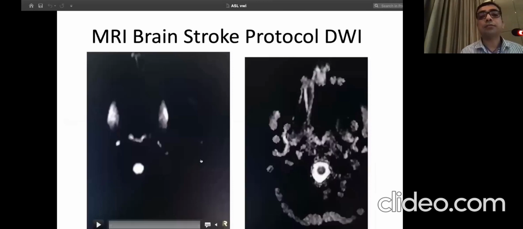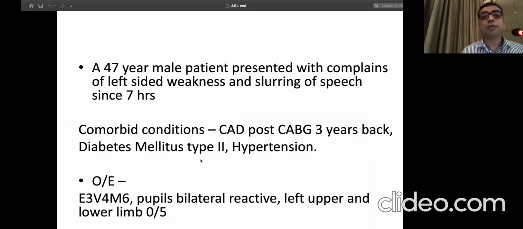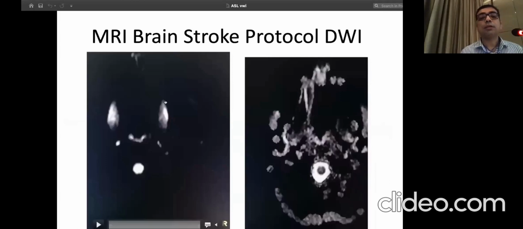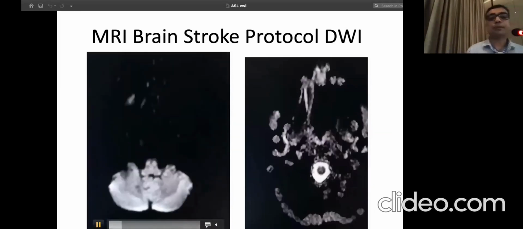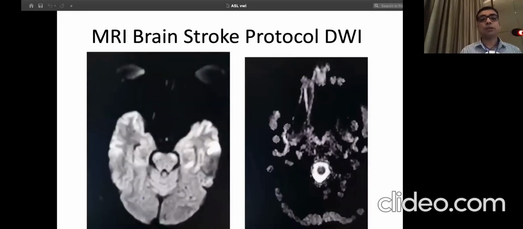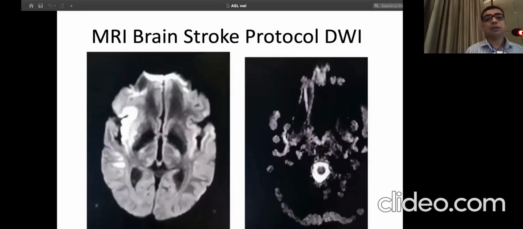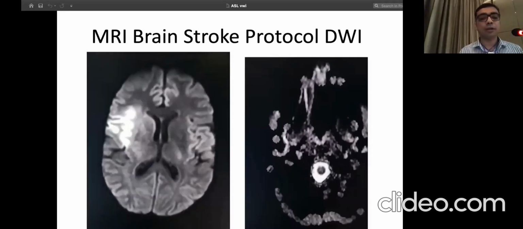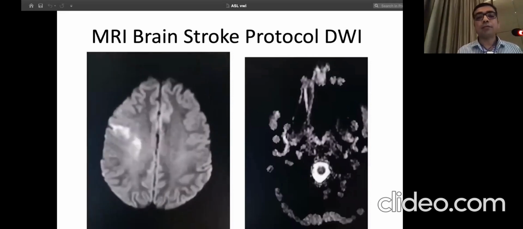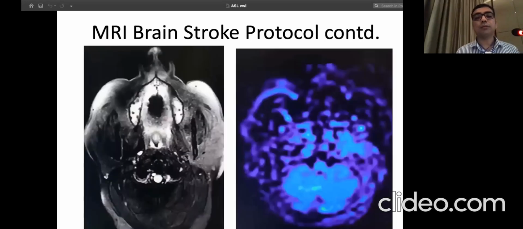This was a case of a 47-year-old. Does this video play on Sanjeev's laptop or not? Let's see. This was the diffusion. I think that was playing something. So that was the video of the diffusion image, left MCA stroke, and that's the corresponding ADC map, which we will not go into.